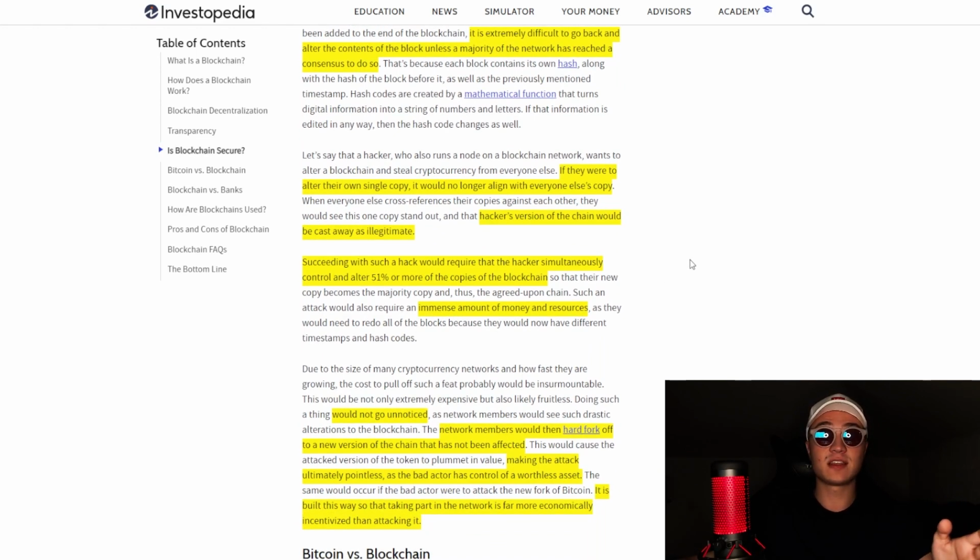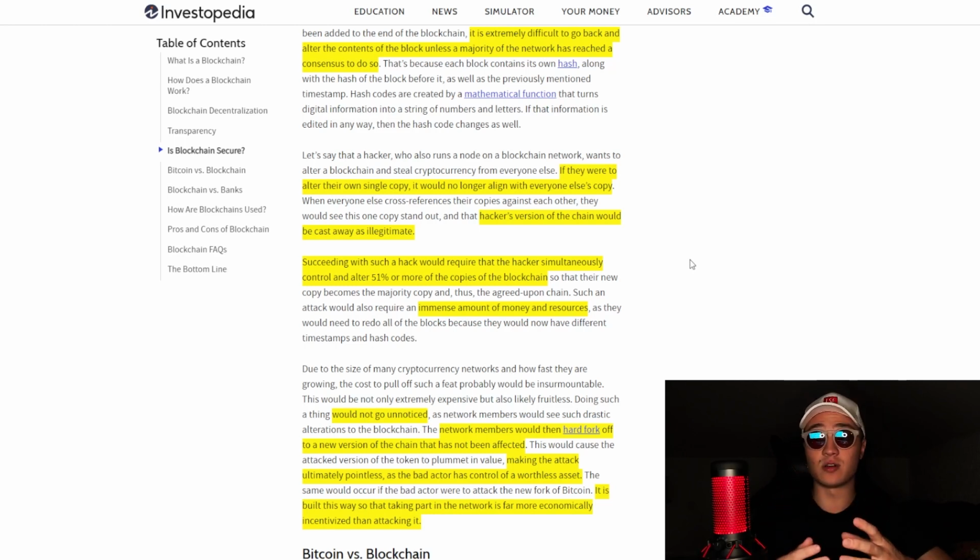Now, let's say that a hacker who also runs a node on a blockchain network wants to alter the blockchain and steal crypto from everyone else. If they were to alter their own single copy, it would no longer align with everybody else's copy. When everybody cross-references what's happening, they pinpoint the hacker, and the hacker's version of the chain would be cast away from the network as illegitimate.